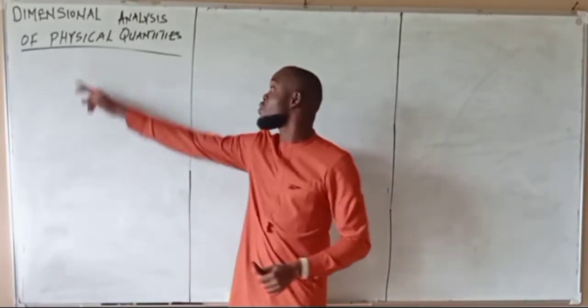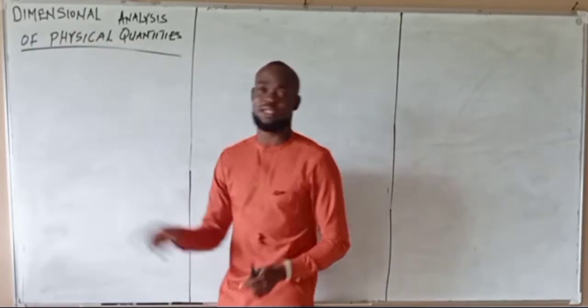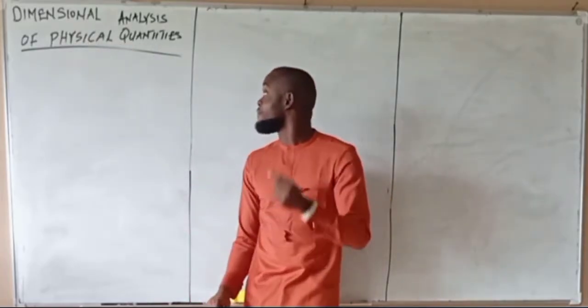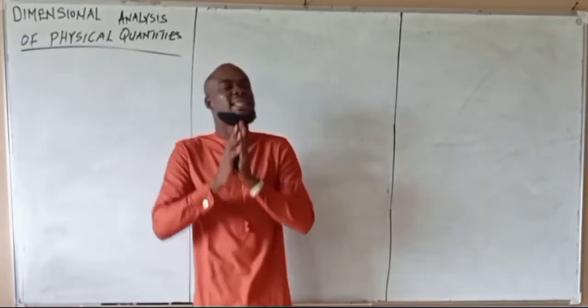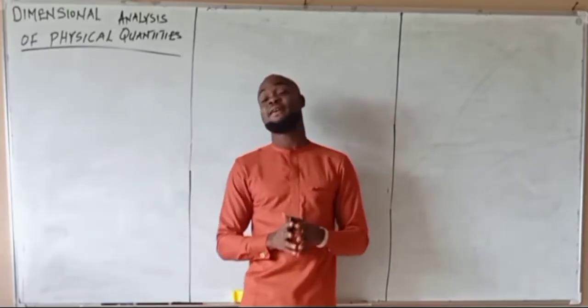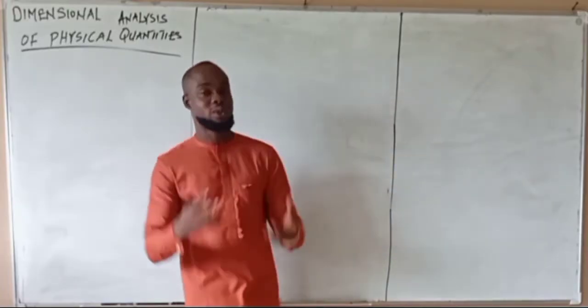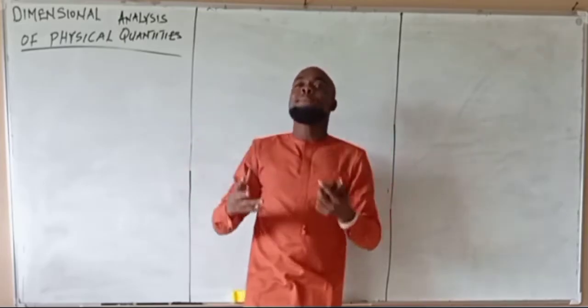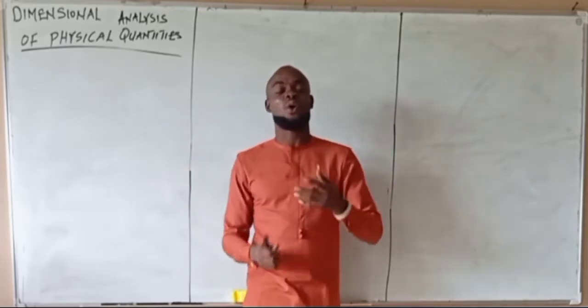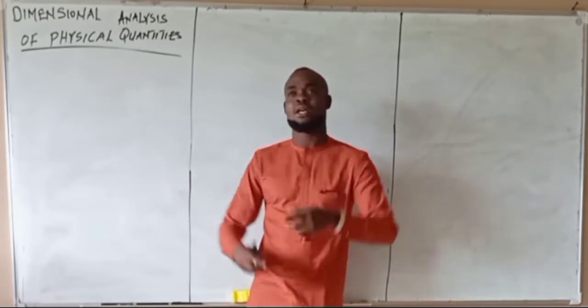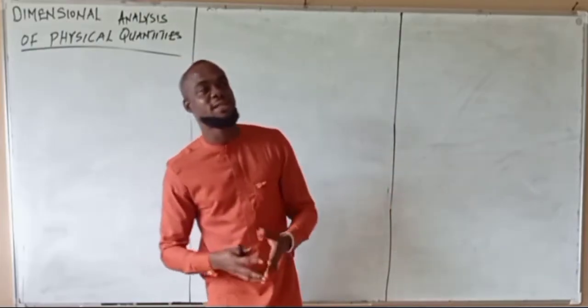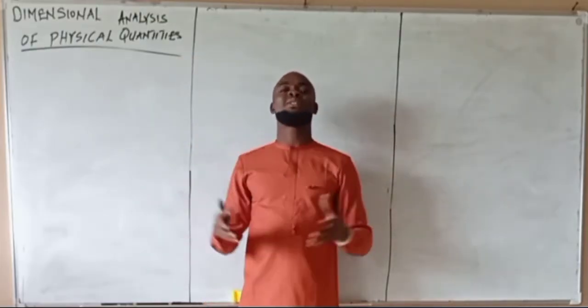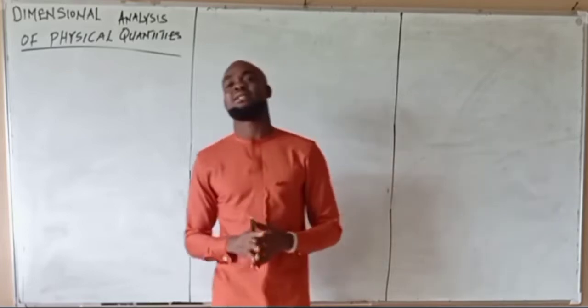Now, in physics, there's what we call physical quantities. What is the meaning of physical quantities? It's very important. What do we mean by physical quantities? All measurable quantities in physics are called physical quantities. I repeat, all measurable quantities in physics or in science, we call them physical quantities.